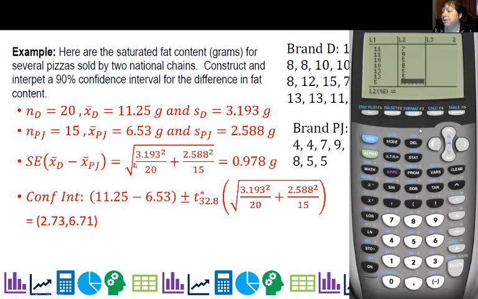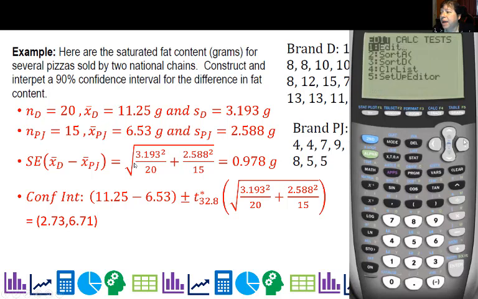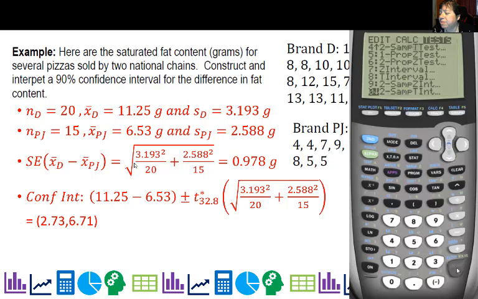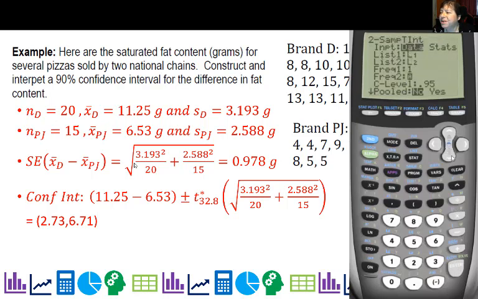So I have my data already entered, and then we'll hit Stat, go to Test, 2SampTInt, almost there. Okay, now go there, press Enter, and I do see a minor error in here. So anyways, by the way, this is a 95% confidence interval. Ideally, you should change that to 90%. But you get the main idea here, all right?